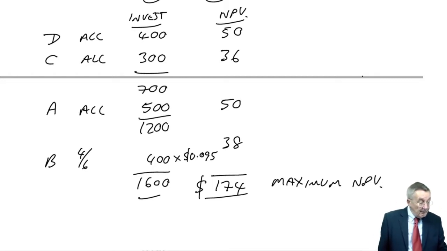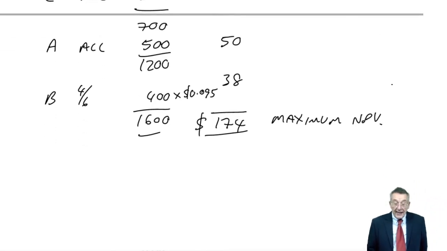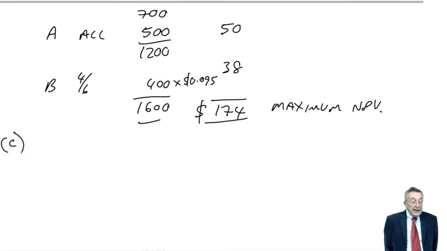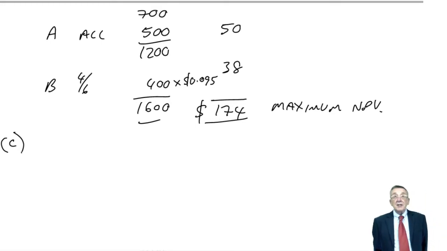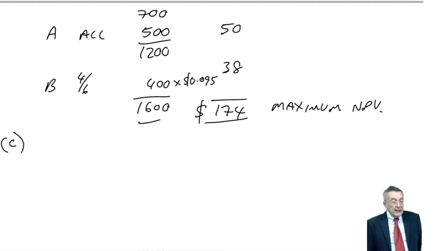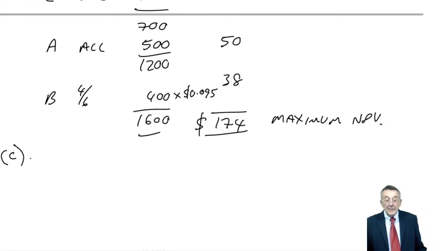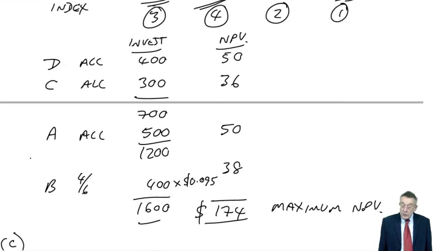So, that's nice. However, just one more bit, part C. Part C says, again, capital is restricted to 1,600, but this time the projects are indivisible, they're not divisible. And that means project A, you either do all of it or none of it. We can't do fractions. And so for part C, the solution we've got there won't work. We can't do 4/6 of B. It has to be all or nothing.